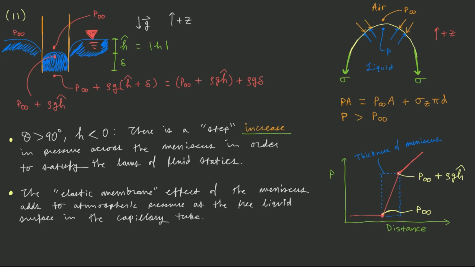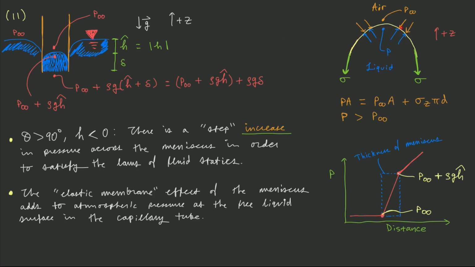We have a distance delta here, so we have P infinity plus rho g h hat plus rho g delta. And you can see that the pressure here in the capillary tube is also the pressure here when we're going down from the free ambient surface, such that this is also P infinity plus rho g h hat plus rho g delta. So in this case, it's a very similar situation where once we cross this meniscus, after we have this step increase in pressure when theta is greater than 90, the standard laws of hydrostatics apply. And again, if we look at this free body diagram to the right, we can see why we have that step increase in pressure.